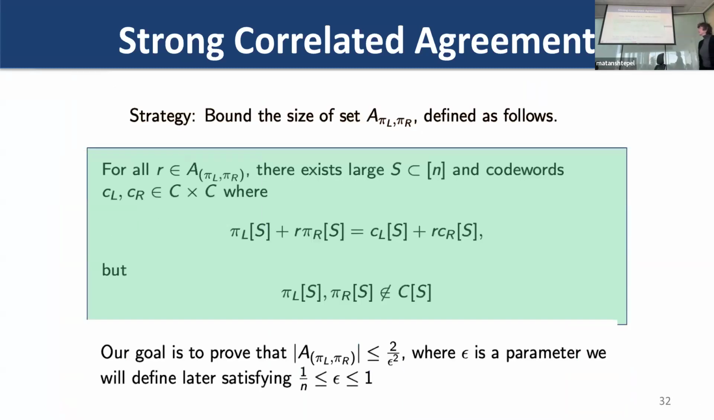Okay, so now I'm going to prove this at a high level. The overall strategy is to bound a set A, which is dependent on pi L, pi R. The set A consists of all field elements for which there exists a large set S and code words CL, CR, such that these two things hold: the linear combination on S is equal to the linear combination of these two code words, but the two constituent vectors are not equal to any code word on S. We're going to prove that the size of the set is smaller than or equal to 2 over epsilon squared.